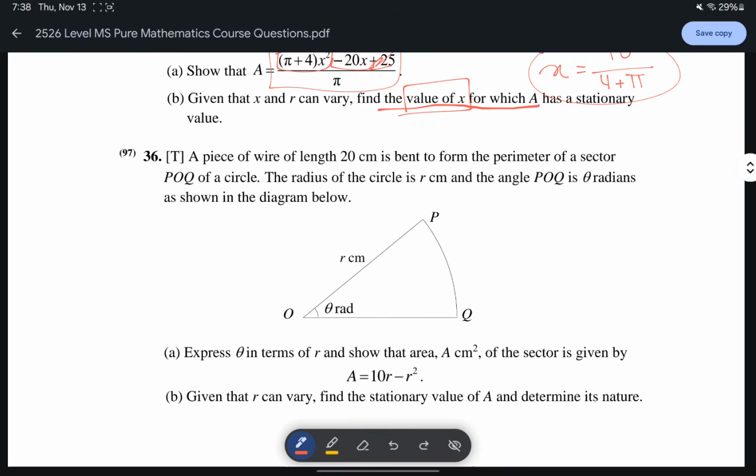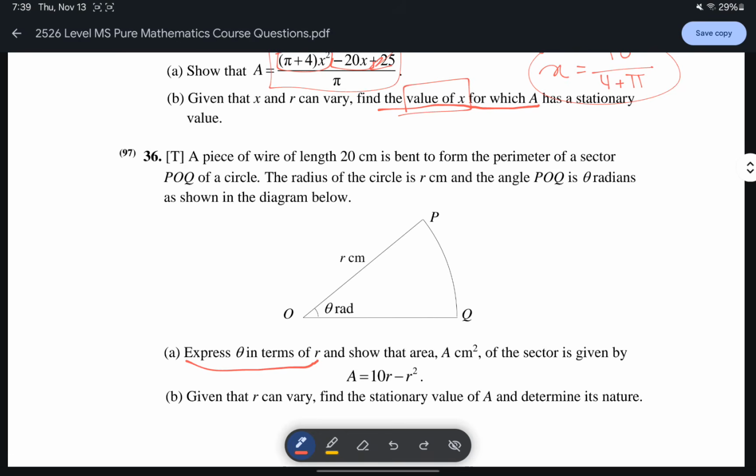Number 36. A piece of wire of length 20 is bent to form the perimeter of a sector POQ of a circle. The radius of the circle is r and the angle POQ is theta radians as shown in the diagram below. Part A, express theta in terms of r and show that area A centimeter squared of the sector is given by this equation. Okay, let's see. The first part here is they want us to express theta in terms of r. Yani they want theta on one side and the rest of the equation on the other side.